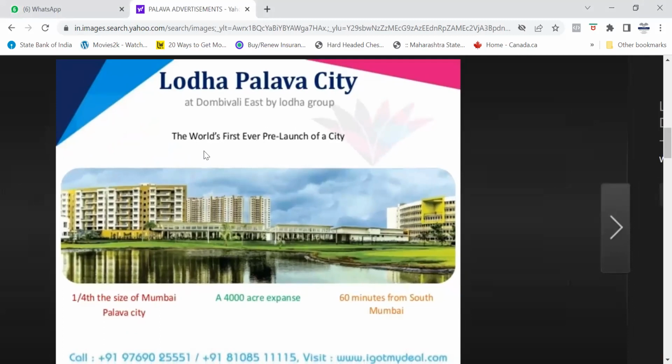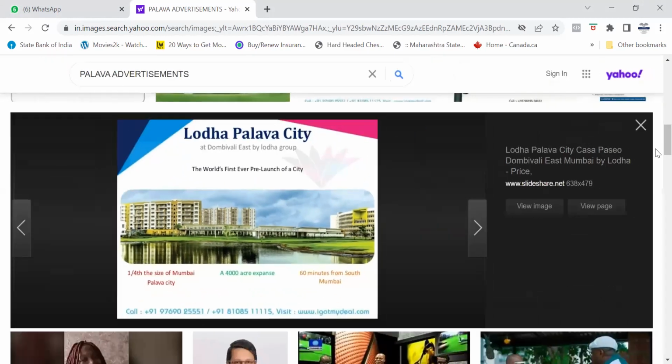Okay, it's a Palava city, world's first ever pre-launch of a city, 60 minutes from. See how they talk about Palava. It's a 4,000 acre expanse. मतलब इतना बड़ा जगह है. Okay, they don't call it as area. Okay, this is just one of them.